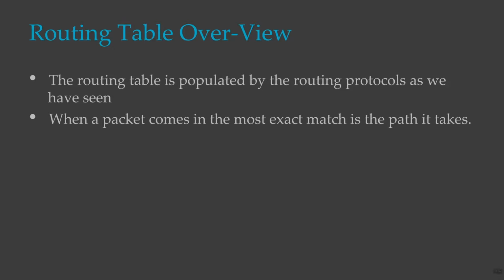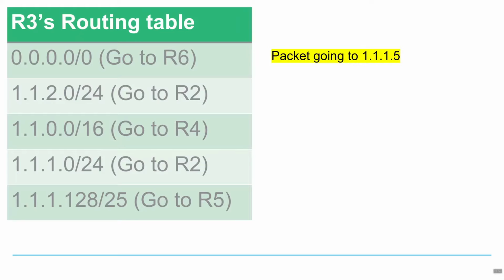And when a packet comes in, it takes the most exact match for the path. So what does that look like? So someone just sent into router 3 a packet going to 1.1.1.5. So he's going to go through his routing table and look to see what the best path is. So he's going to say, oh, that first route, 0.0.0.0/0 is a default route, and that matches everything, but that's not very good. It matches everything, not just me. So let's see if I have something better.